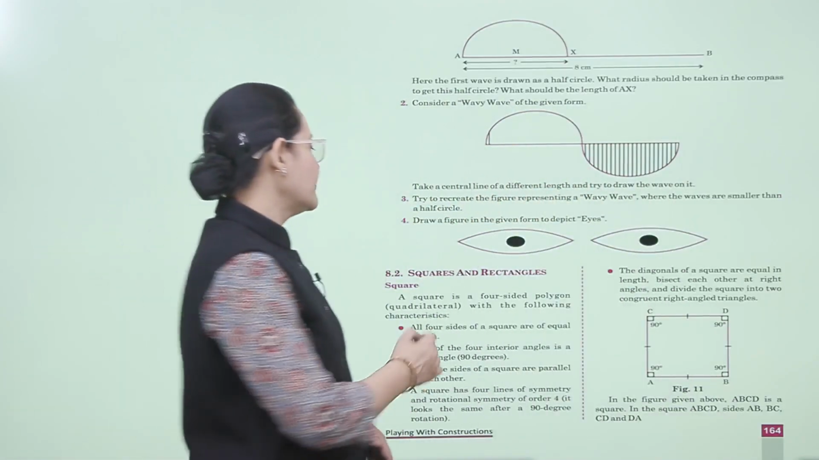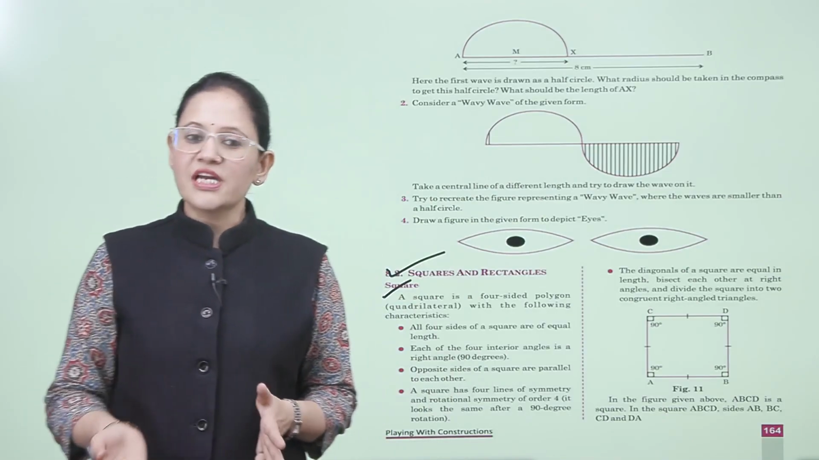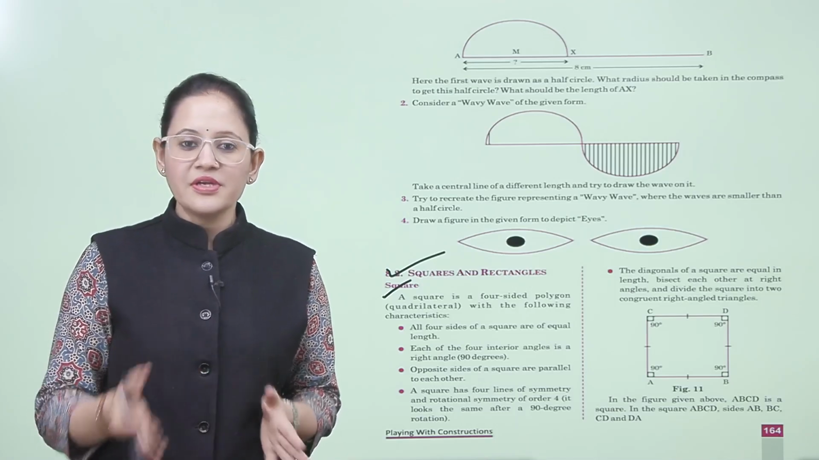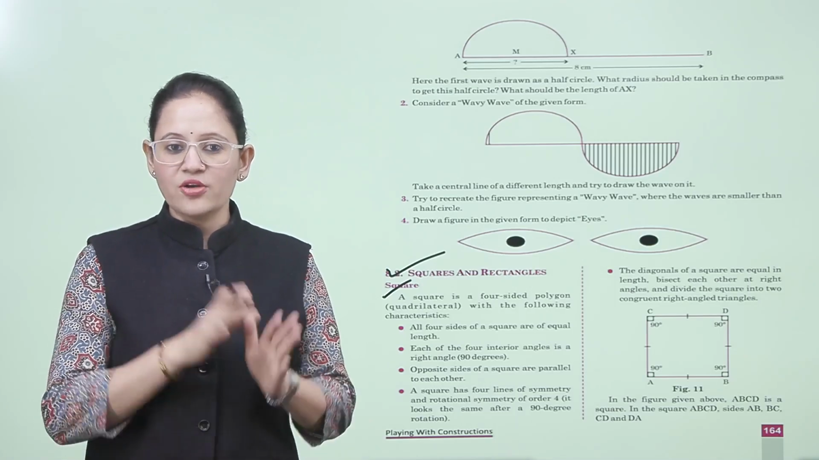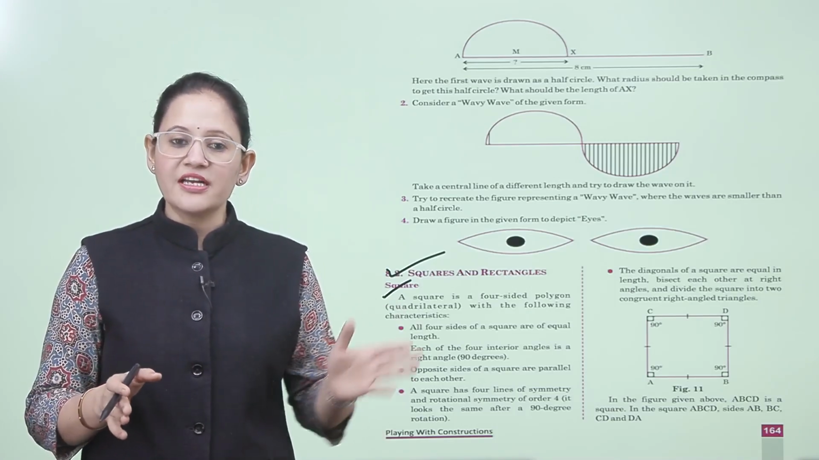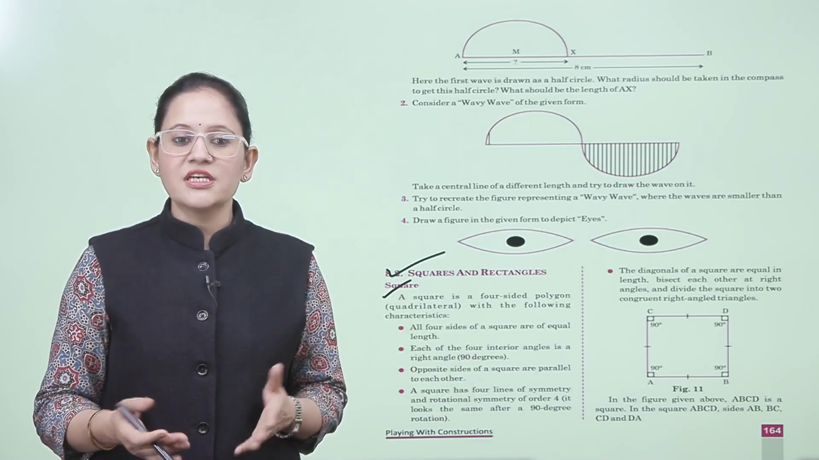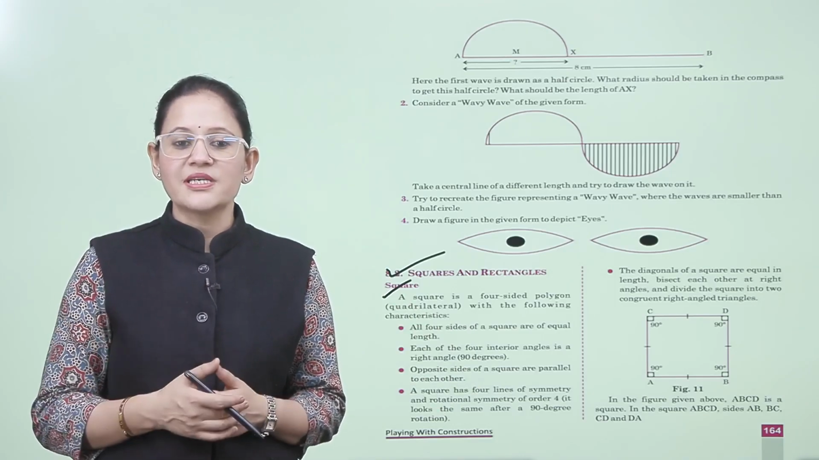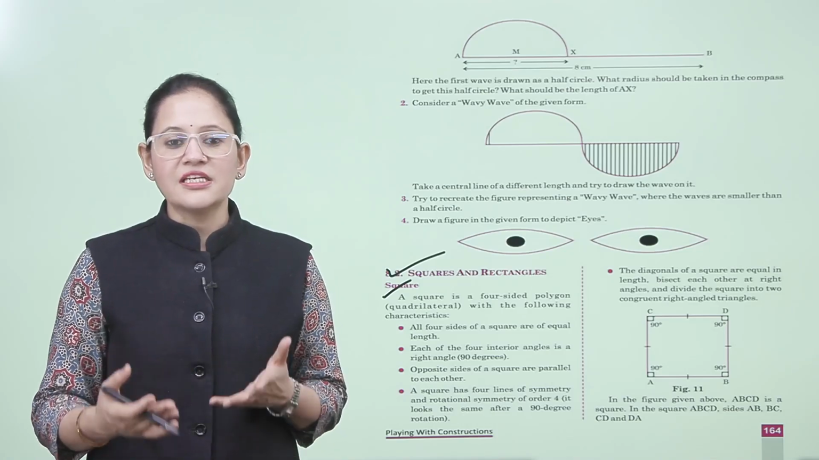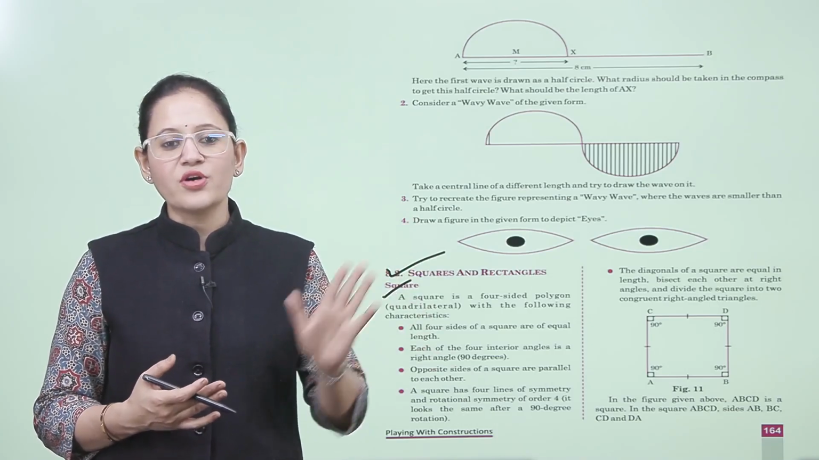Squares and rectangles. First we'll take square. A square is a 4-sided polygon or quadrilateral with the following characteristics. All 4 sides of a square are equal. Each of the 4 interior angles is a right angle, meaning 90 degrees. Opposite sides of the square are parallel to each other. The square has 4 lines of symmetry and rotational symmetry of order 4. Look, it is the same after a 90 degree rotation. It will look the same, so it has rotational symmetry of order 4.